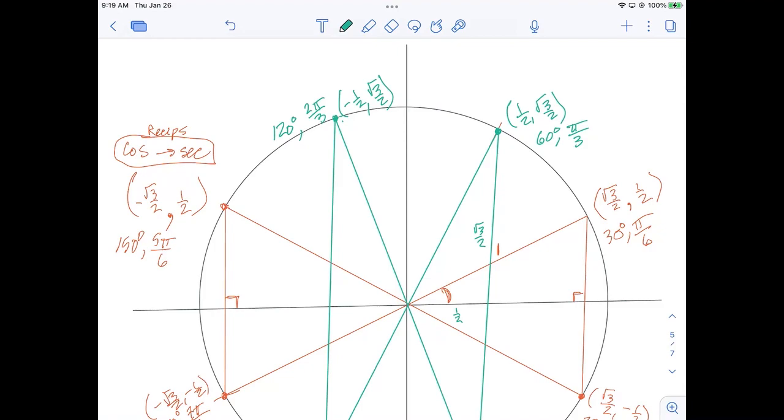So what would cosine of 2 pi thirds be? Anybody can shout out. Everybody's thinking through it if you're not shouting it out, right? Cosine of 2 pi thirds is negative 1/2. Sine of 2 pi thirds. Square root of 3 over 2. Yeah. What's tangent of 2 pi thirds? Negative square root of 3.